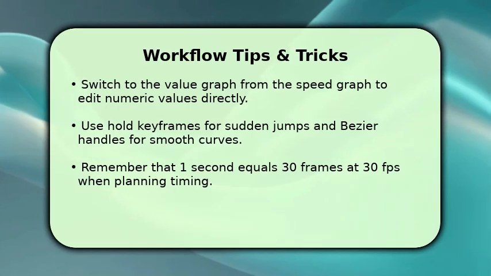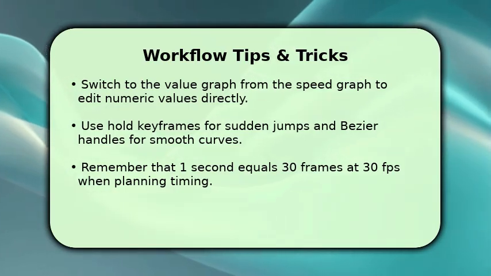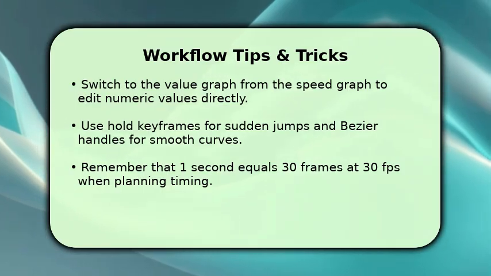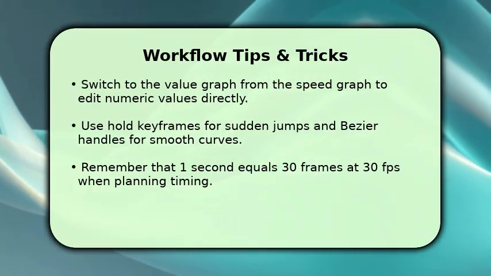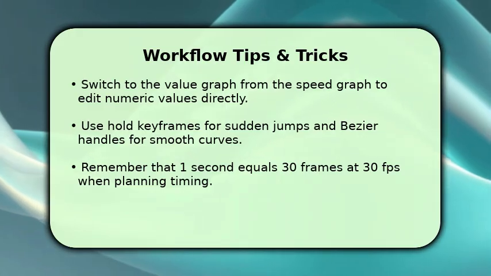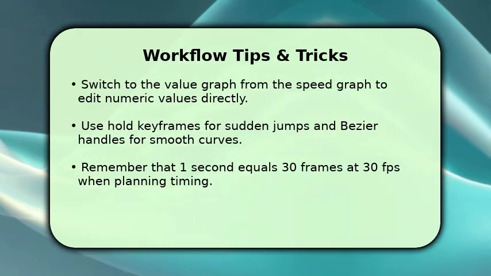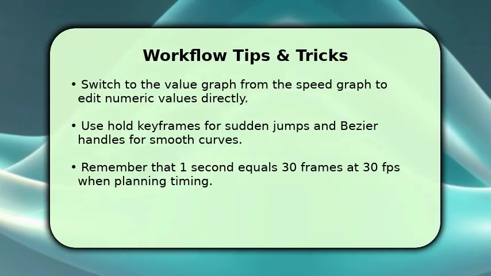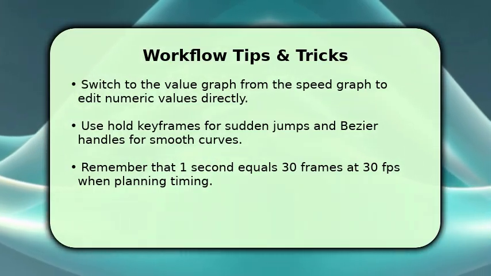Use hold keyframes for sudden jumps and Bezier handles for smooth curves and natural motion. When planning timing, remember that 1 second equals 30 frames at 30 FPS and 5 seconds equals 15 frames. Preview at full resolution and tweak values until the motion reads correctly and matches your intended timing and style.